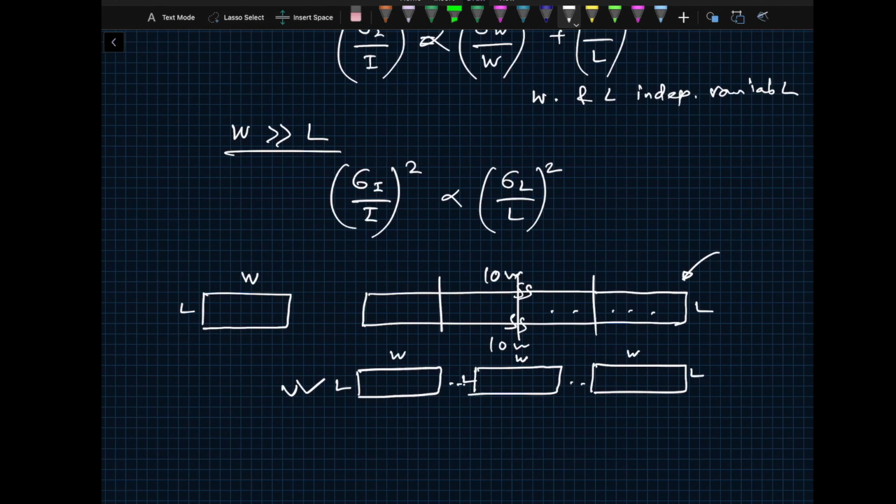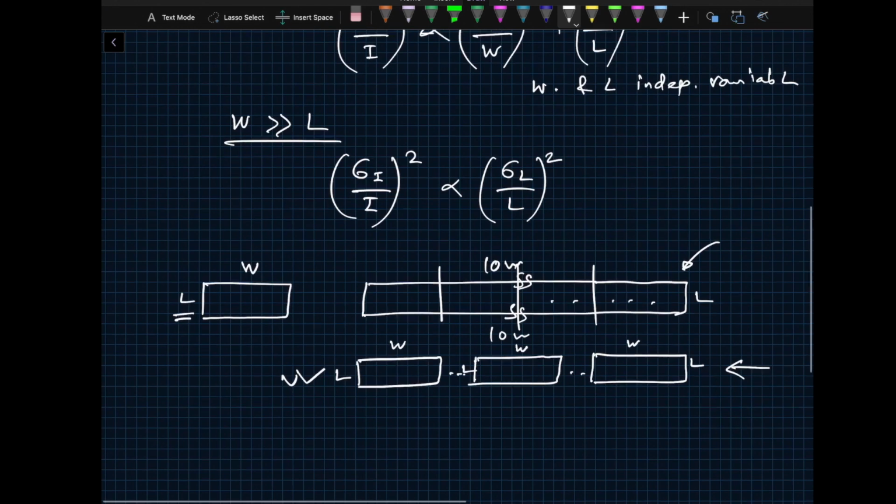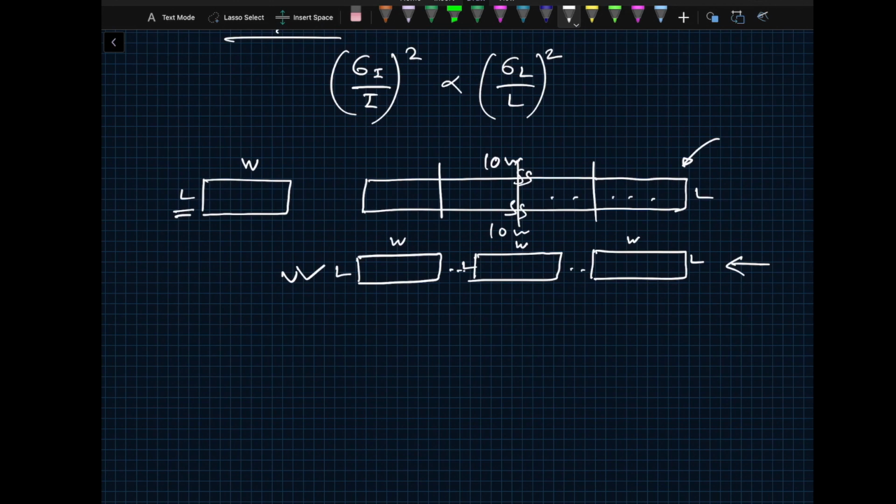However, if you take into account the channel length variation, then my intuition tells me that having 10 units rather than one single unit with 10W is definitely better, because now, first of all, one of the important things when you do the layout is the following.